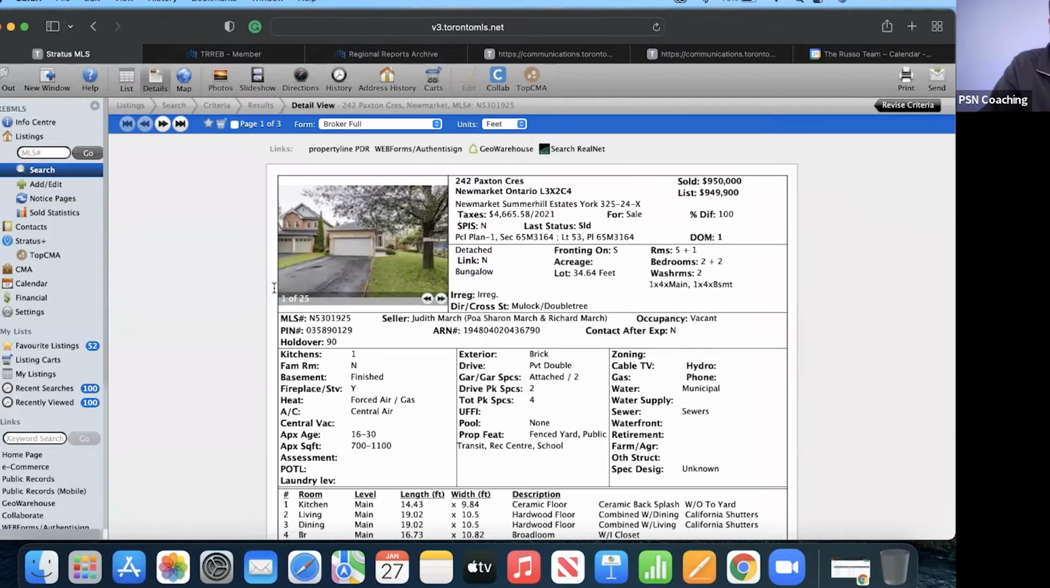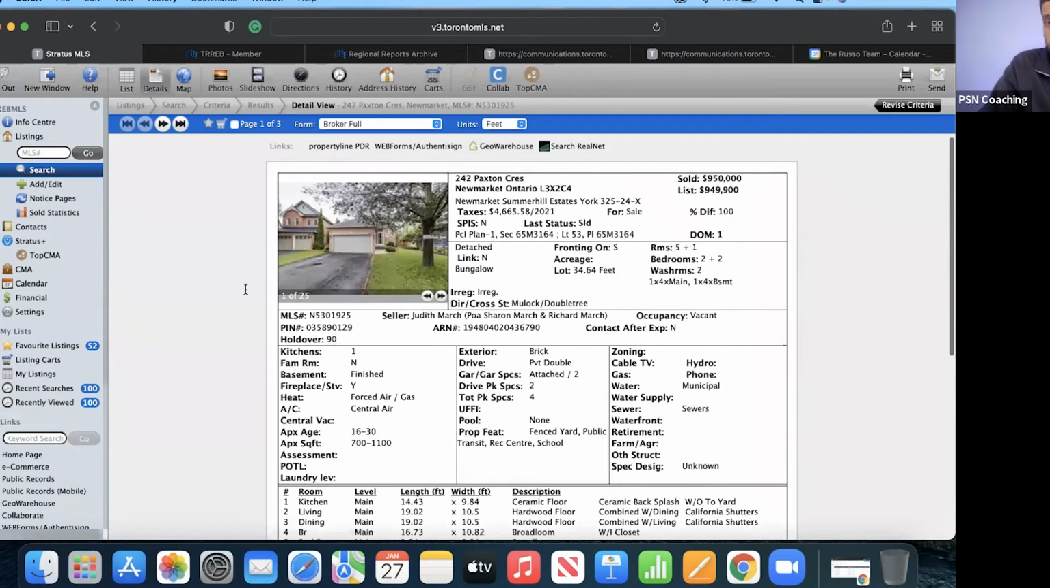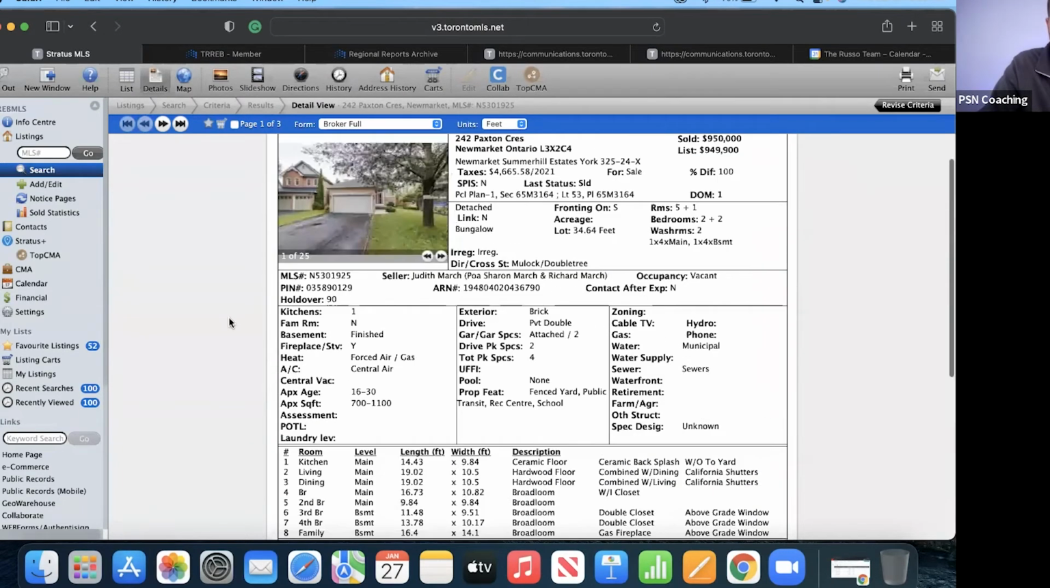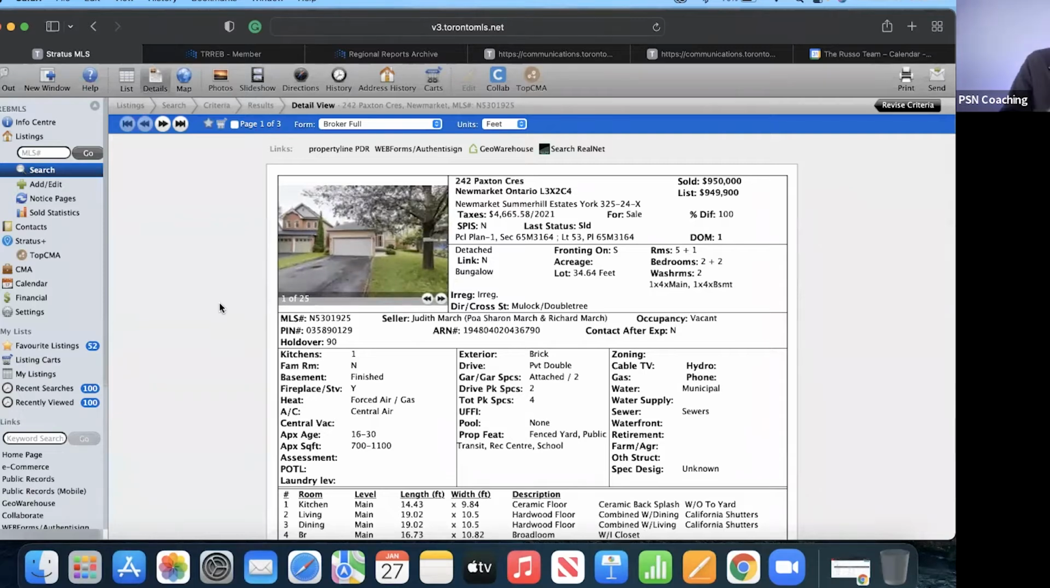This house here, it says it's a bungalow. I didn't even see this one when I was doing my CMA, to be honest. So I probably wouldn't even have put it in. But there weren't many comparables in the sense of bungalows. So now we have to go back to our criteria.